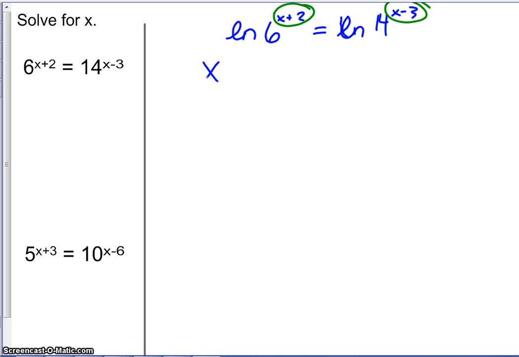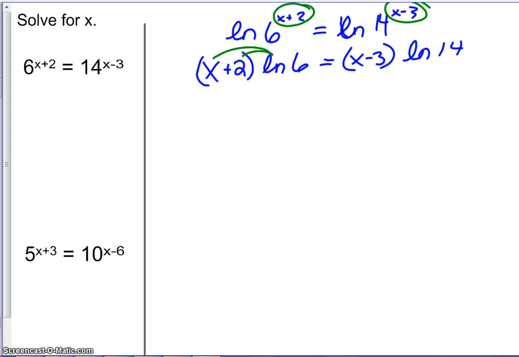I'd have this x plus 2 as the coefficient of the natural log of 6. I'd take the x minus 3 and make it the coefficient, or the front value, of the natural log of 14. What we're trying to do is get our x's together. So I'm going to multiply through: I'm going to multiply both of these by natural log of 6, and both of these by natural log of 14.